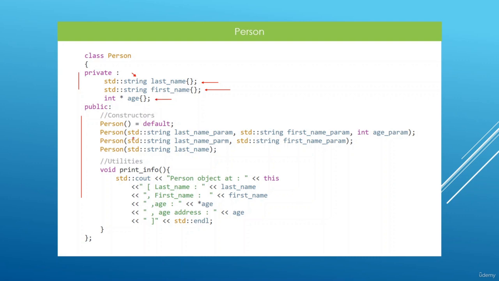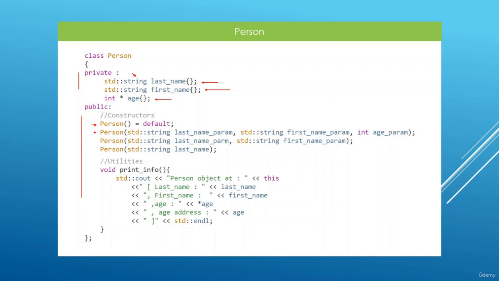In the public section, we're going to have a few constructors. We have the default constructor, which is not going to do anything. It's just going to initialize the member variables however they were declared. So the first name is going to be empty, the last name is going to be empty, and the age is just going to be a null pointer because the age is modeled as a pointer here. And this is on purpose because there are a few things I want you to see about copy constructors.